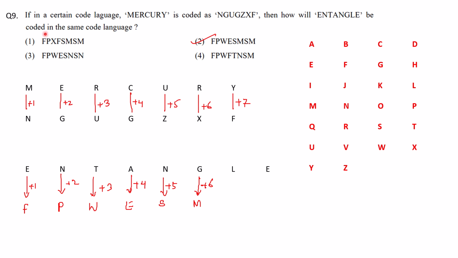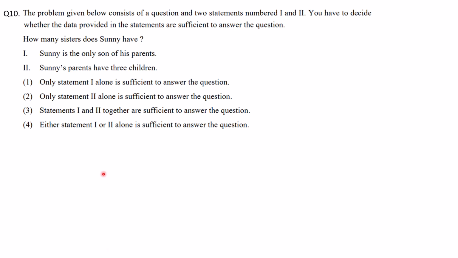Now moving to question number 10. The problem given below consists of a question and 2 statements numbered 1 and 2. You have to decide whether the data provided in the statements are sufficient to answer the question or not. The question is, how many sisters does Sunny have? The first statement is Sunny is the only son of his parents. Second is Sunny's parents have 3 children. So I'm writing SP, meaning Sunny's parents.